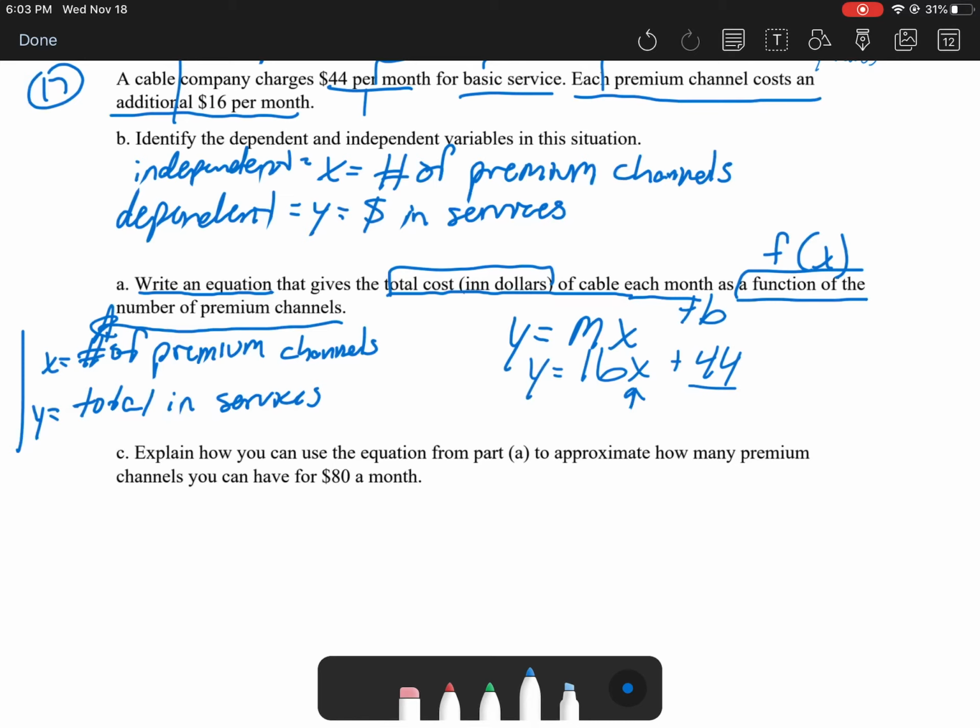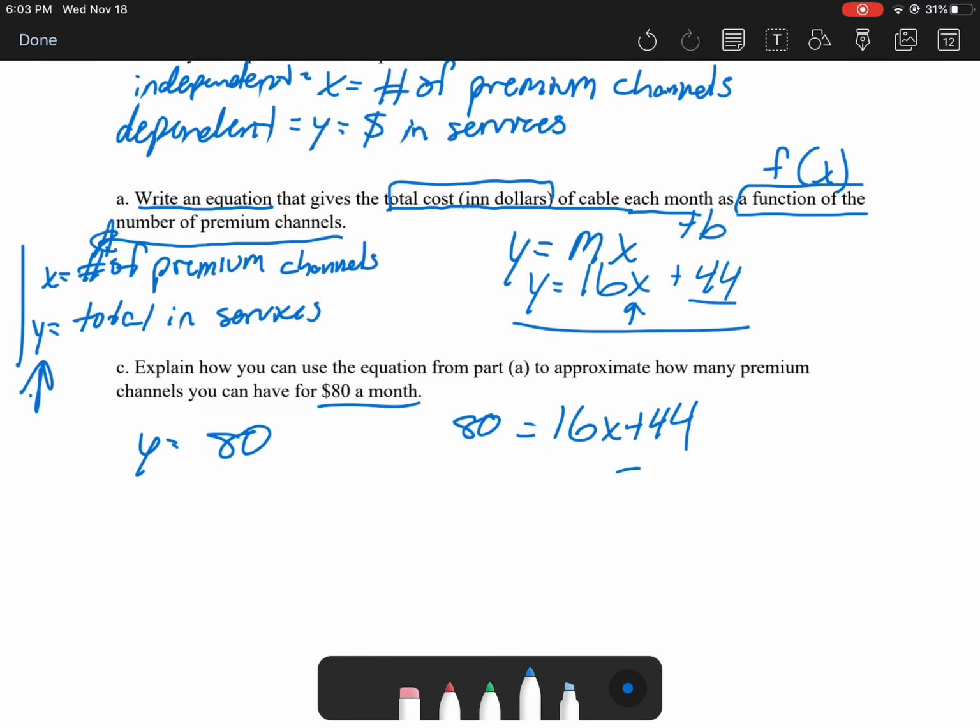All right, part C says explain how you can use the equation from part A to approximate how many premium channels you can have for $80 a month. Well, if I know that I have $80 a month, that is a total. I can just take my equation here and set it equal to 80. Since I know that y is equal to 80, I can do 80 is equal to 16x plus 44. Now I just have a two-step equation. I can go ahead and solve this.